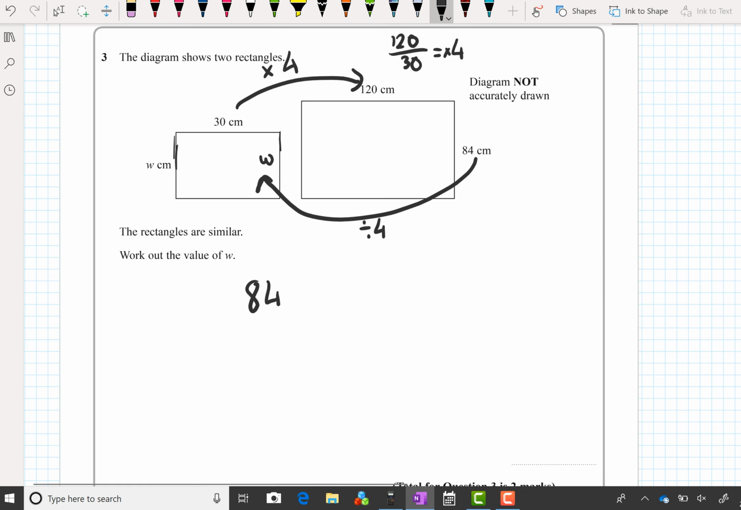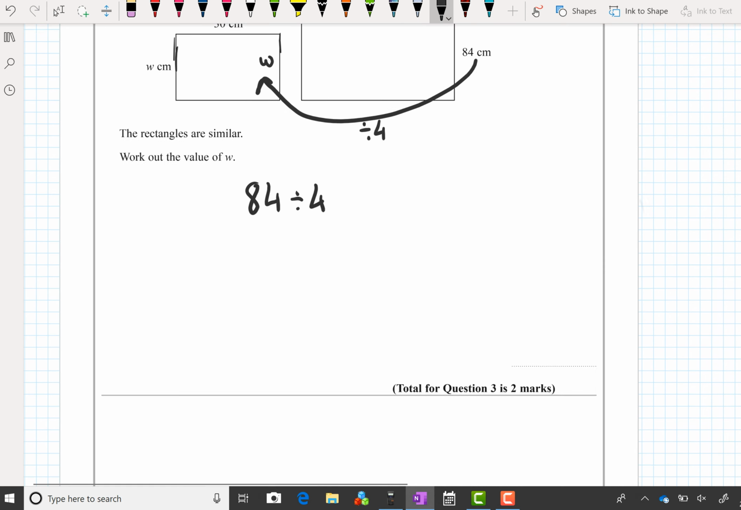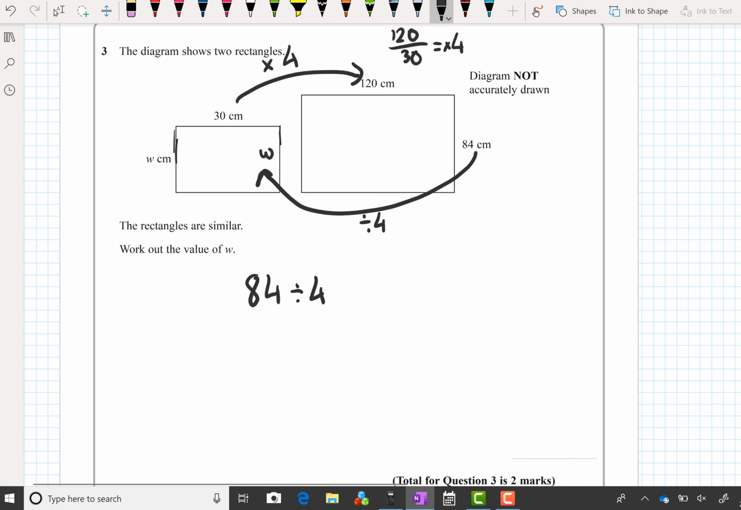So 84 divided by 4, potentially getting a method mark here. Is it worth 2? Yeah, 1 for writing that down, or 1 for finding the scale factor, whether that be multiplying by 4 or dividing by 4. And then 1 just for getting the answer. 84 divided by 4 is 21.